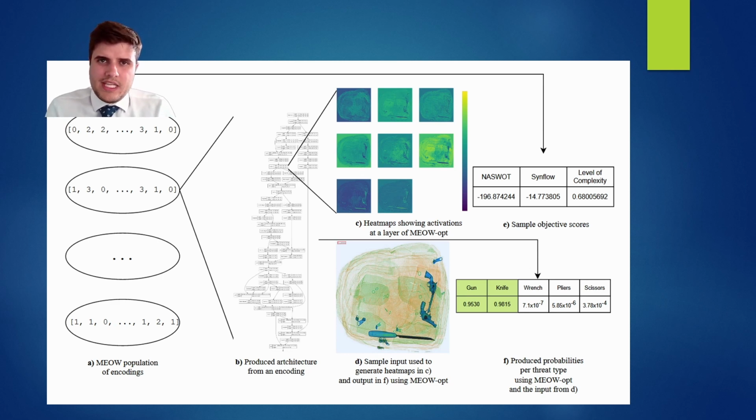In D, we see a sample input used to generate the predictions in F. Finally, in E, we see all objective values assigned to a particular encoding. Notice that we have three different objectives that we optimize for simultaneously: the two proxy scores and a level of complexity, which is a metric that is reversely proportional to the size of the network in terms of parameters.